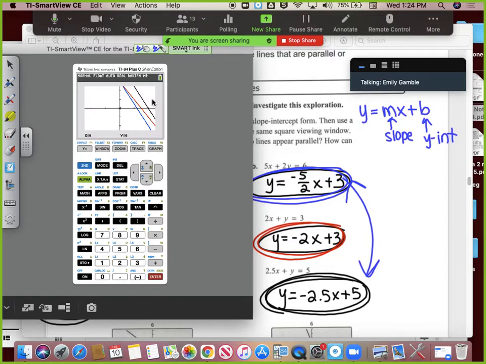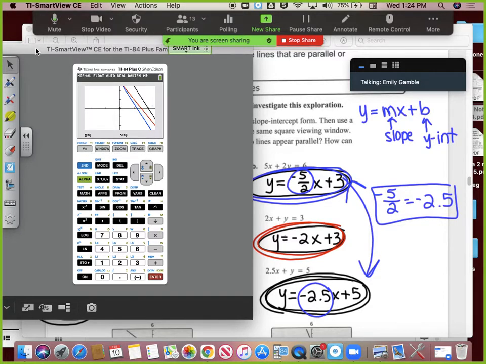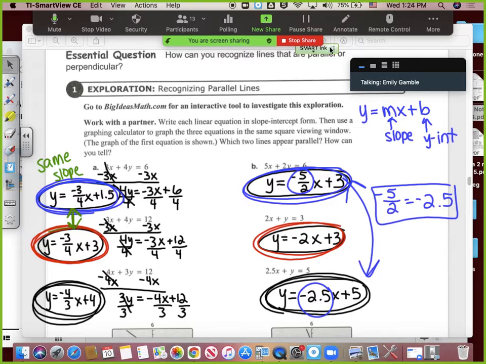Looking at these two parallel lines, look at their slopes. Negative 2.5 and negative 5 over 2 equals negative 2.5. It's just in a different form. So they have the same exact slope. So equations that are parallel have the same exact slope. Easy enough. Flip over to the next page.